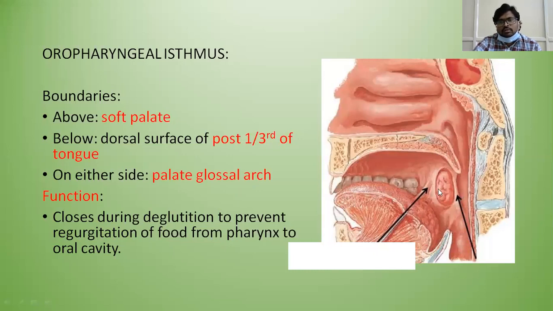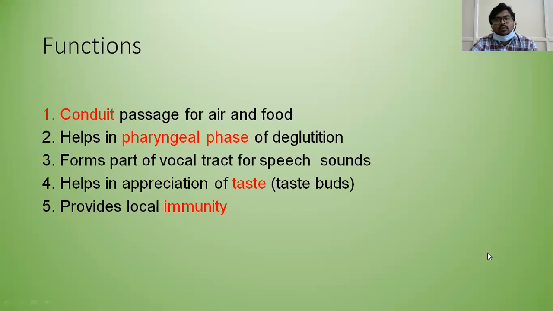Once you swallow, you want the food to go downwards. To prevent the regurgitation, this oropharyngeal isthmus closes during deglutition. Now coming to the functions of the oropharynx. It acts as a conduit for passage of air and food. The nasopharynx acts as a conduit for only air; here it is for both air and food. It helps in the pharyngeal phase of deglutition. We'll discuss the phases of deglutition in the next class.